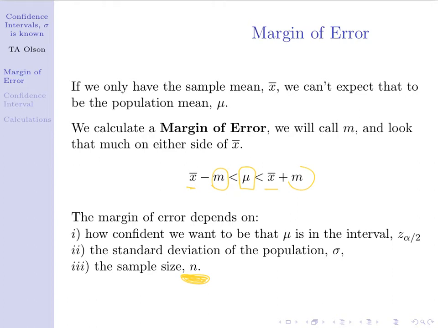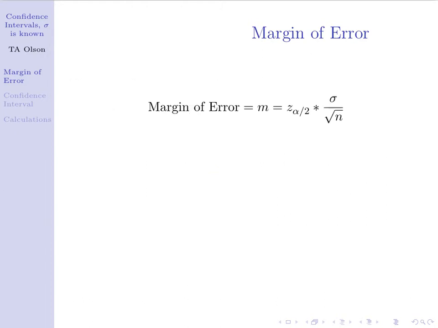Now, let's take a closer look at exactly what the margin of error we calculate is. All right, so for us, our margin of error, which we're going to call M, it's going to be this Z alpha over 2, that's going to be our critical value.